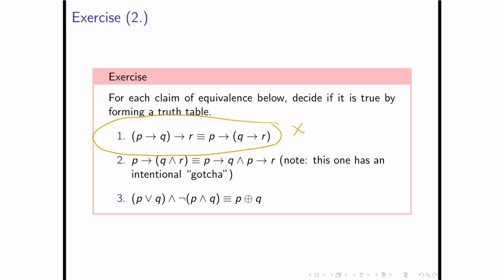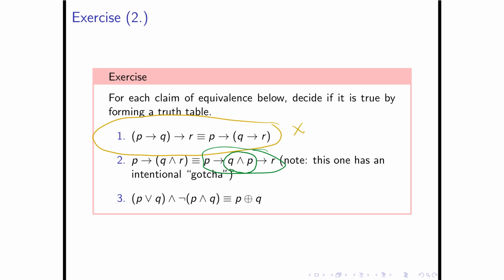In the next one, there is, as advertised, a bit of a gotcha here. Now we're going to try to decide whether or not the left-hand proposition is equivalent to the right-hand proposition. But what is this right-hand proposition? We have to read with order of operations, and that means that we have to read P conjunction Q as binding first and only later reading the conditionals. But then that introduces the problem that we have a conditional chain without parentheses.